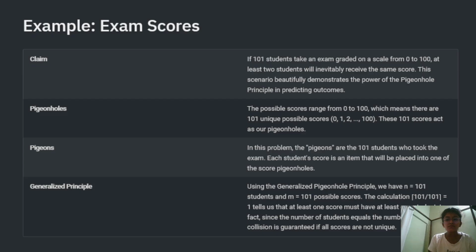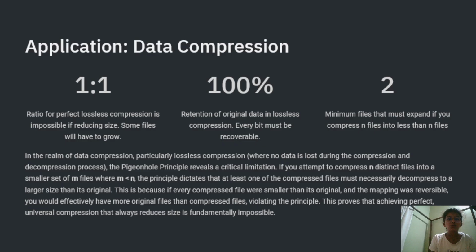So what we conclude, using this generalized principle, is that we have n equals 101 students and m equals 101 possible scores. The calculation is 101 divided by 101, which is 1. This tells us at least one score must have at least one student. In fact, since the number of students equals the number of scores, a collision is guaranteed if all scores are not unique. Next, let's move on to the applications of the pigeonhole principle.